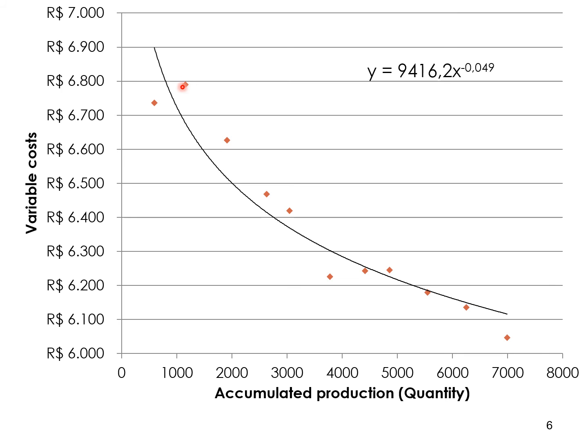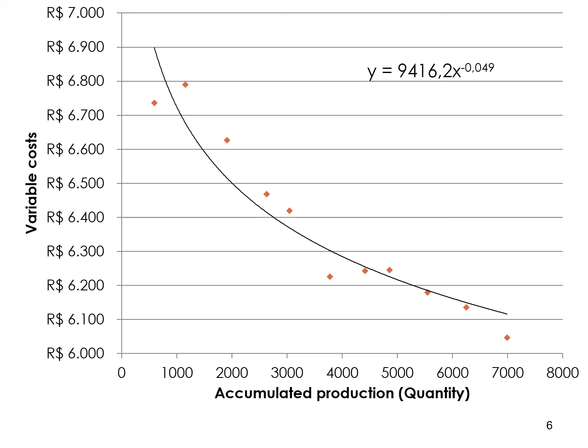6.8 thousand reais. And then over the years, you have different levels of accumulated production and variable cost. As you can see here, you have a trend that once you increase the accumulated production, you're going to have a reduction in the variable cost.